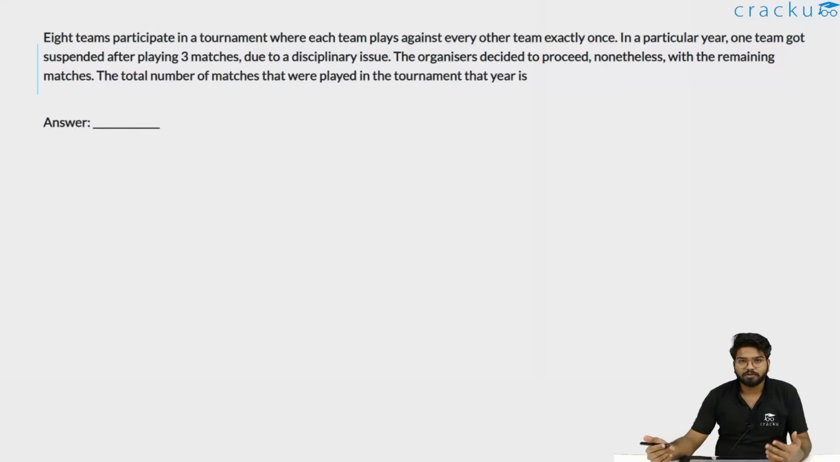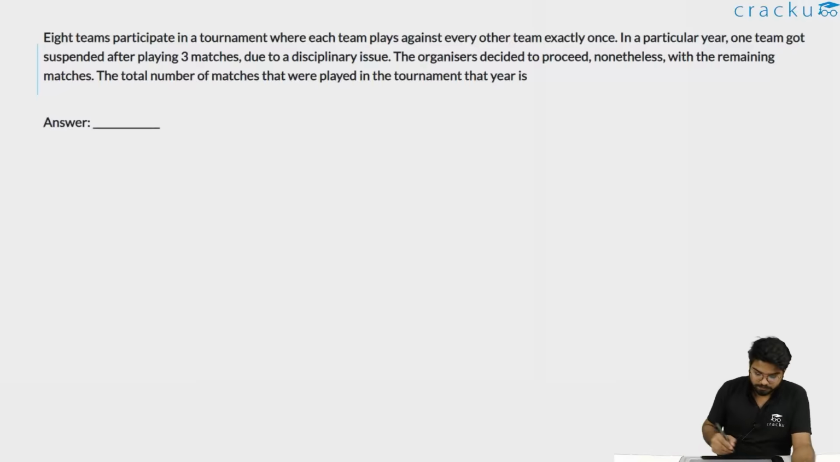So basically, for solving this question, there are 2 approaches. In the first case, you first exclude the suspended team, and in the second case you consider that team and just remove the remaining matches. Let's solve this. First, we are told that there are 8 teams and all the teams are playing against each other. It means one team will be playing against 7 other teams. So one team can play 7 matches.